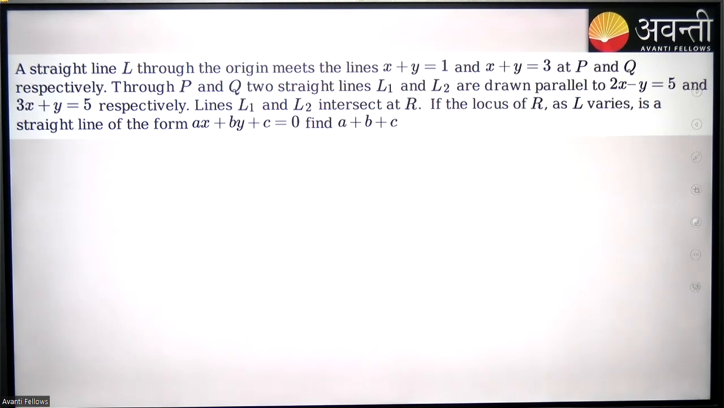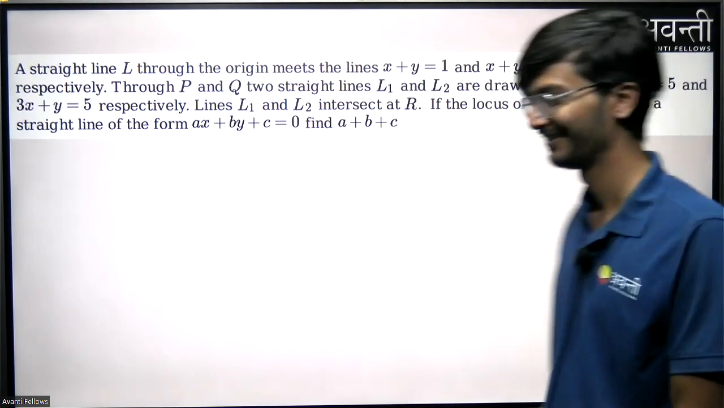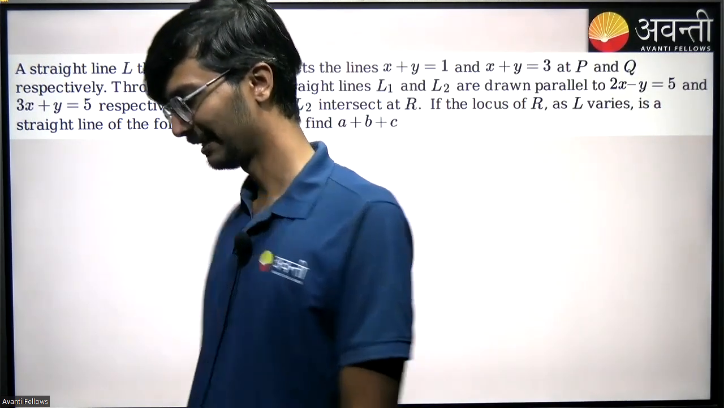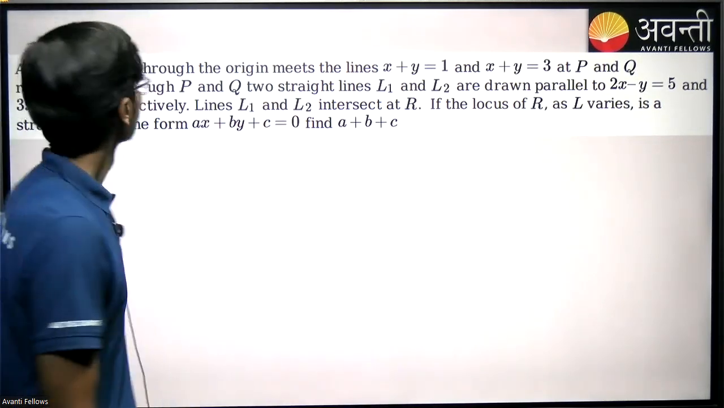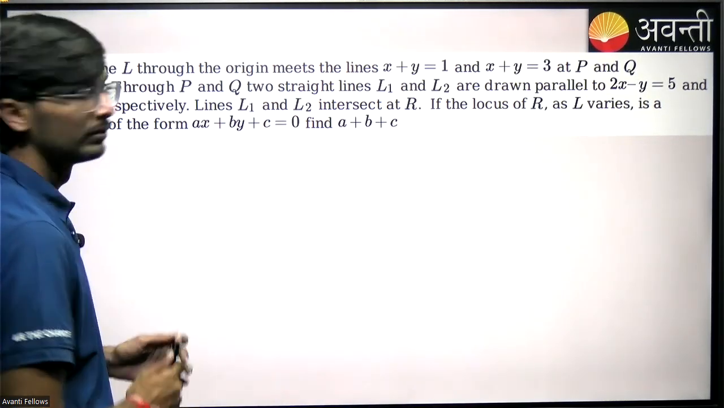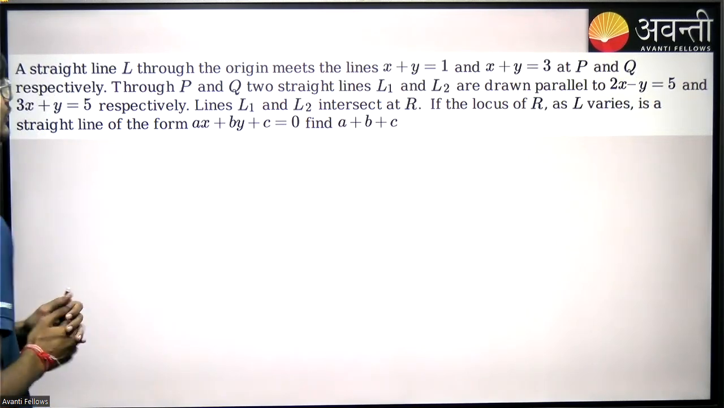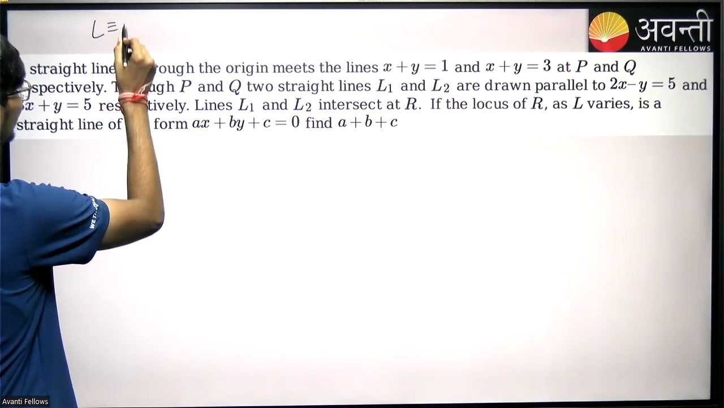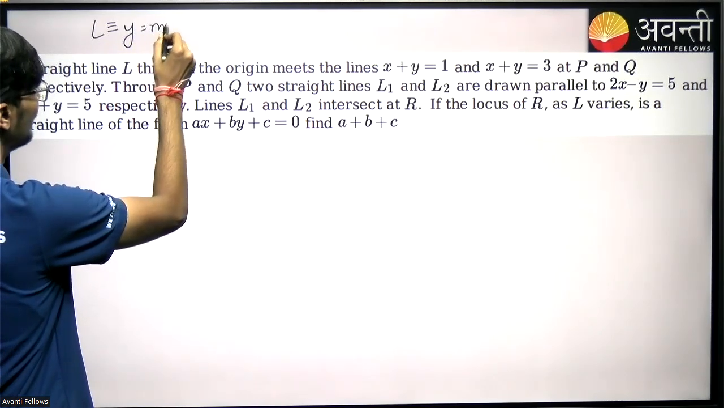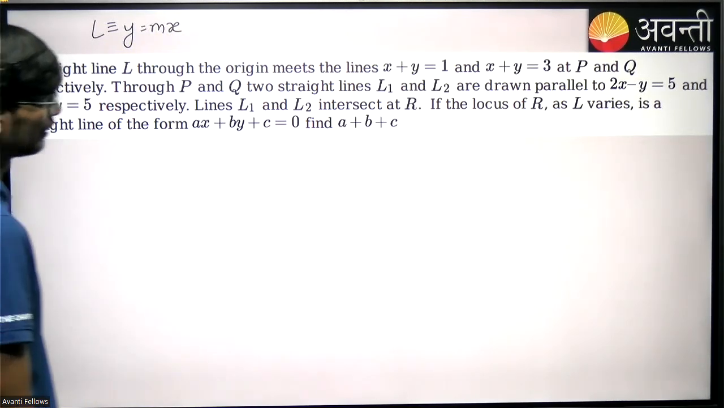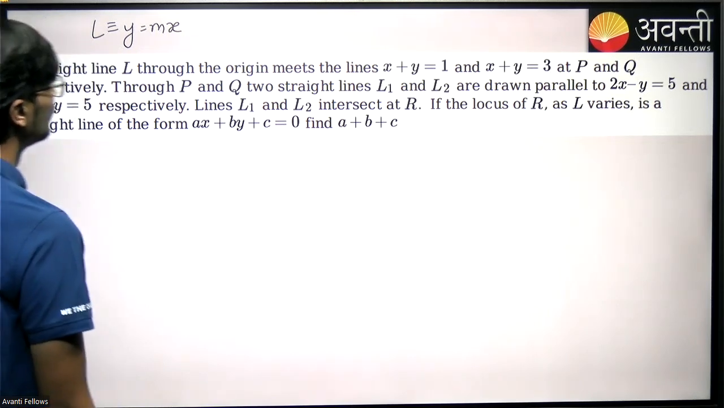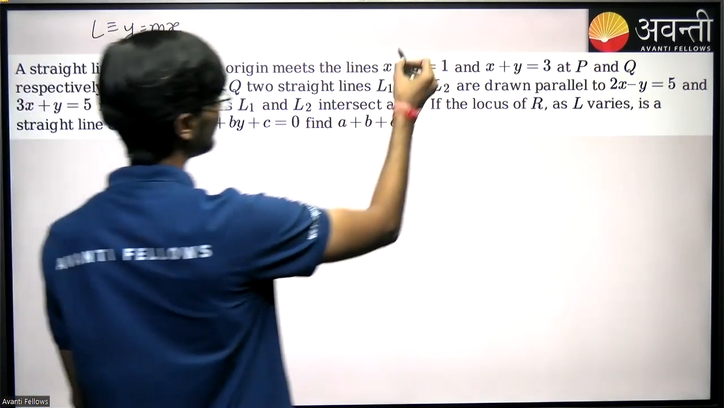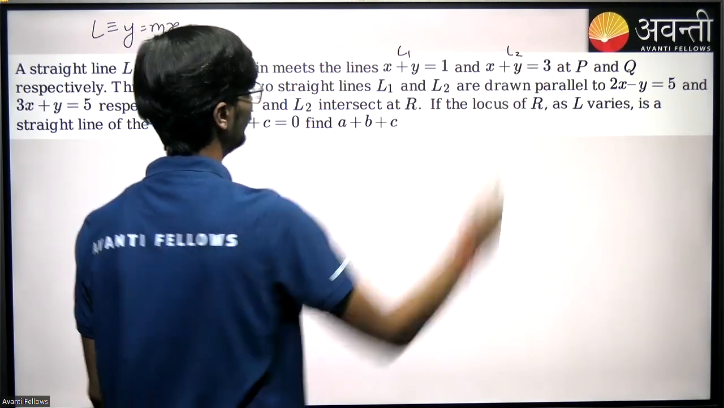Oh, this is a very long question. Let's read it part by part. A straight line L through origin. So let L be y equals mx. Meets the line at P and Q. So let this be L1, let this be L2.